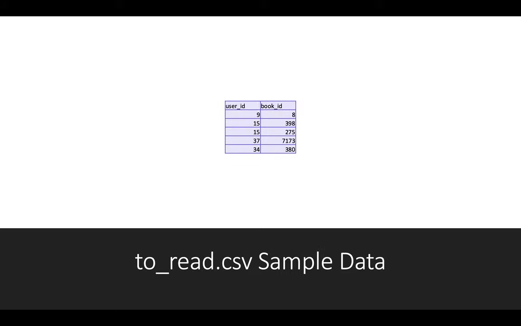The last one is you can also see the books that a user wants to read. And so in this case you have the user ID and the book ID. These are specifically ones that the user may not have read yet, but they've gone out and said, hey, I want to read this book. Somebody recommended it or whatever, and so they've tagged it as such.